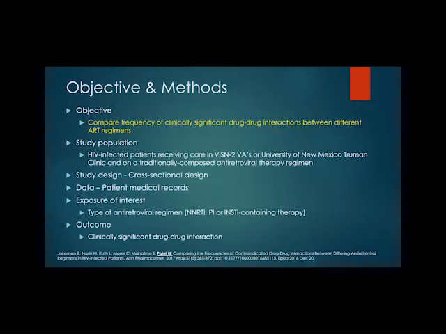So we collected a lot of data from the patients' medical records, but the thing that's probably the most pertinent is the medication list to determine what the exposure type is. So are they on an INSTI, are they on a PI, or are they on a non-nuke containing regimen? And our outcome was the occurrence of clinically significant drug-drug interactions. When defining an outcome, you want to pick an outcome that's easily reproducible and objective. So we used an online interaction checker that most pharmacists would use, LexiComp, to define our drug interactions.